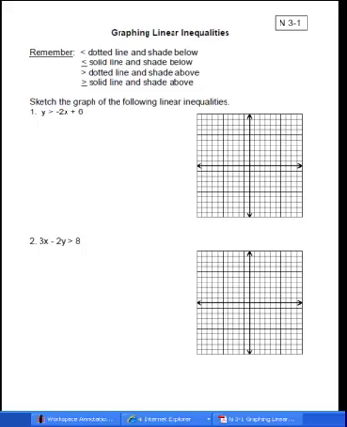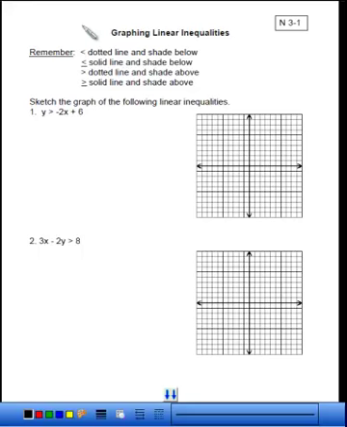Things to remember. If you look over here, the dotted line you shade below. With the less than, you graph the line with a dotted line and you shade below it. You also shade below for a less than or equal to, but it's a solid line. Greater than is a dotted line, and greater than or equal to is a solid line, and you shade above both of those. So greater than, you shade above; less than, shade below.